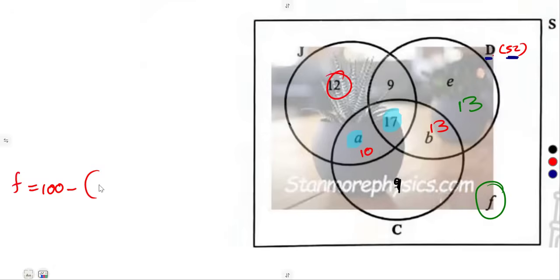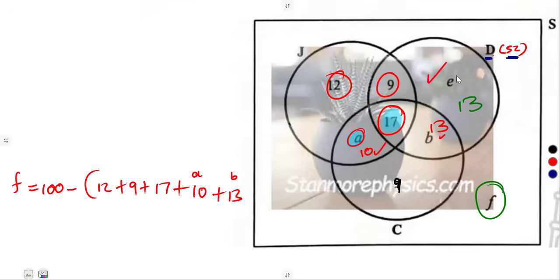Everything. So there is a 12, plus a 9, plus a 17, plus a 10 here representing A. All right, there is a 10 which is representing letter A, plus a 13 representing B. There is also a 13 here which represents E. All right, this one represents E. Then there is a 9, this one. Then there's another 9, this one, plus a 9.